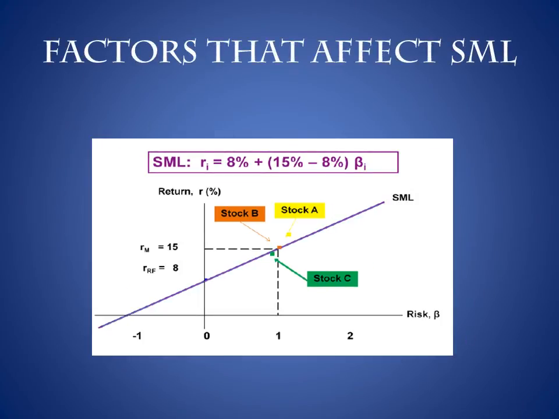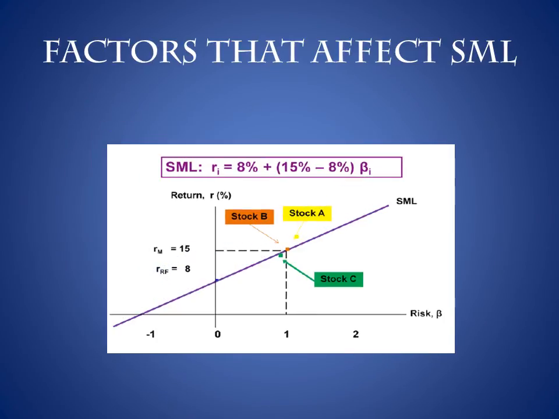The SML is affected by many things, including inflation and risk aversion. If inflation moves up, the SML can go up like this. However, if risk aversion changes, the SML can change in this manner.